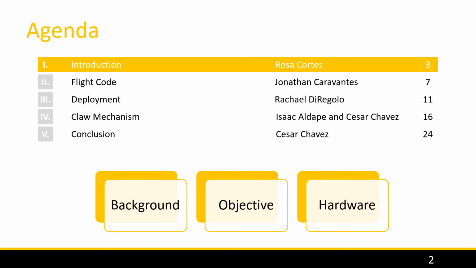Here's a quick agenda of what we will be talking about today. I will be talking about the introduction. Jonathan Caravantes will then be talking about the flight code algorithm. Rachel will follow by talking about the deployment. Isaac Aldape and Cesar Chavez will then be talking about the claw mechanism, and finally Cesar Chavez will be ending the presentation with the conclusion.